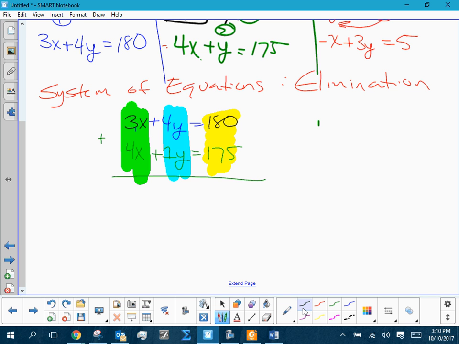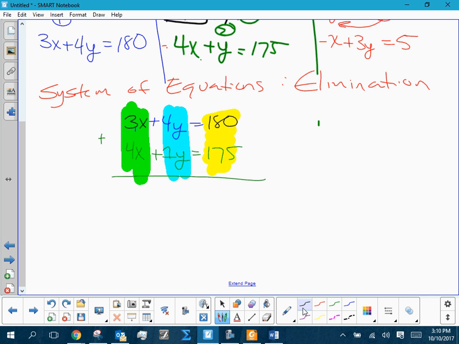Okay? Well, if I want the x's to cancel out, I have to make sure I can take both those coefficients and turn them into opposite numbers. Does that make sense? So I either need to take the 3 and turn it into a -4, or take the 4 and turn it into a -3. Well, that's kind of hard. I have to use fractions to do that.